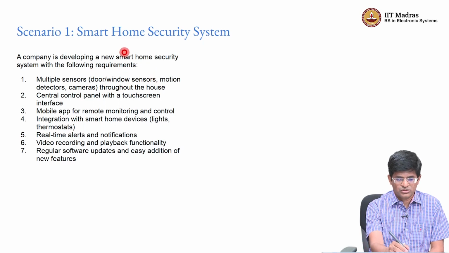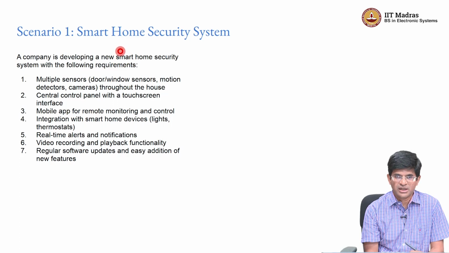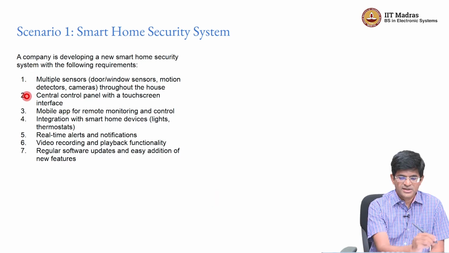Now I generally don't like this word smart because it's got to the point where it's not really conveying any useful information, but it's a common enough term. So we get the idea. When we use the word smart, it means that it is sensing and actuating based on some kind of computation that's performed. The point is there are multiple sensors throughout the house.